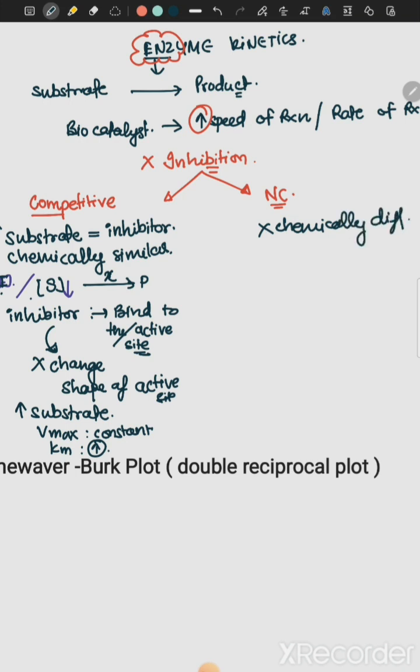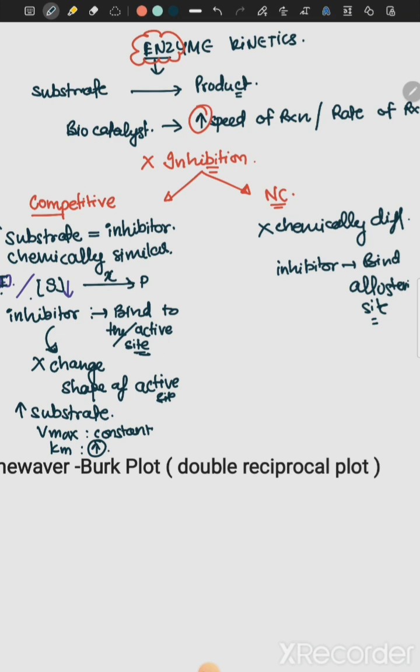Okay, now what will happen if they are chemically different? So inhibitors bind away from the active site. So where does the inhibitor bind? The inhibitor binds to the allosteric site. So it is not binding with the active site, which is useful for the enzyme.